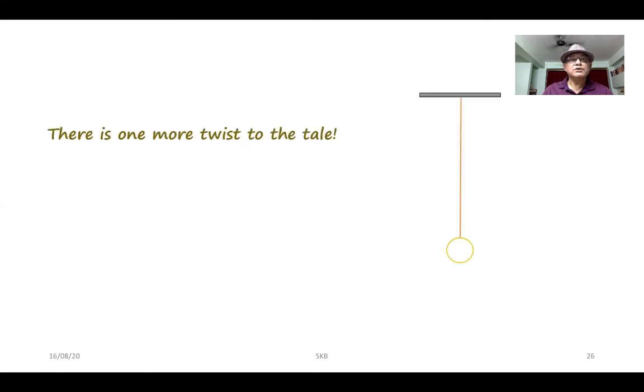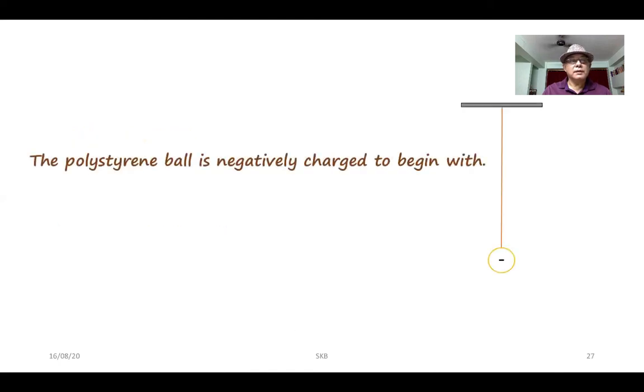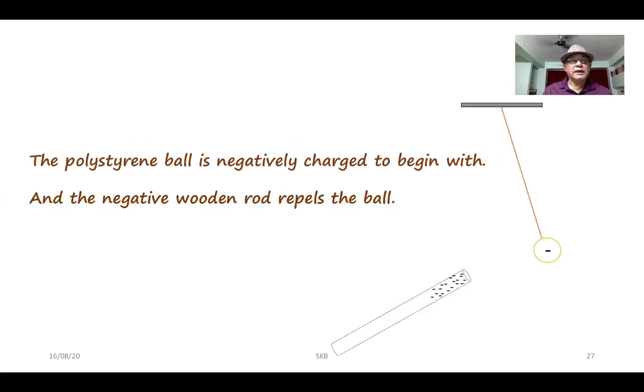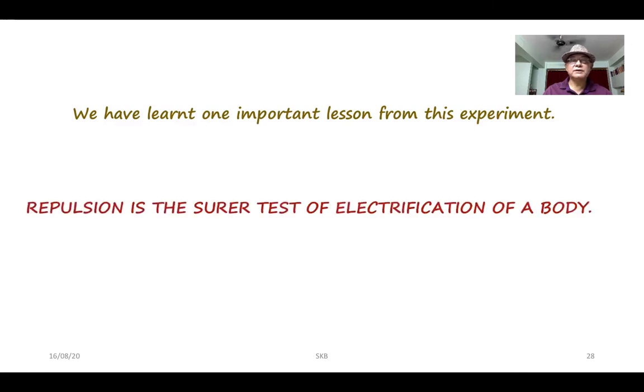There is one more twist to the tale. The polystyrene ball moves away from the charged rod. What is your conclusion? The polystyrene ball is negatively charged to begin with, and this is for sure. And a negative wooden rod repels the ball. We have learned one important lesson from this experiment. Repulsion is the surer test of electrification of a body.